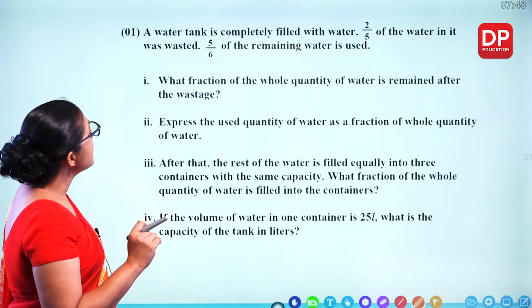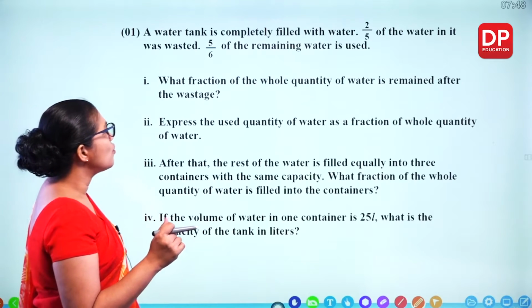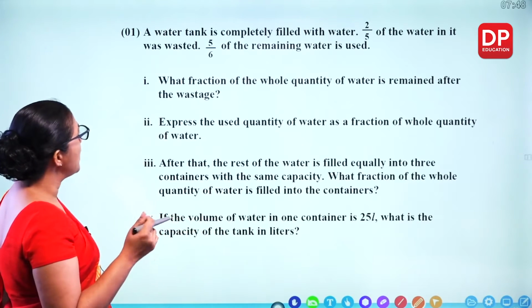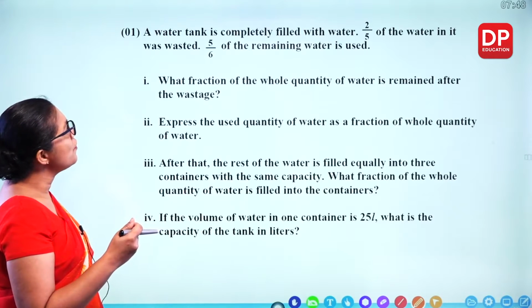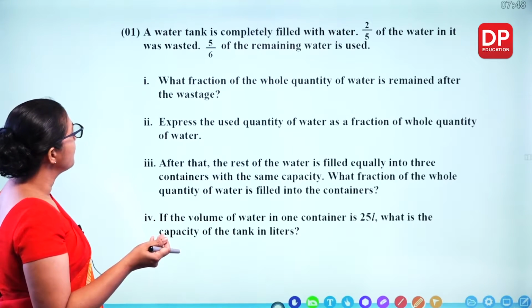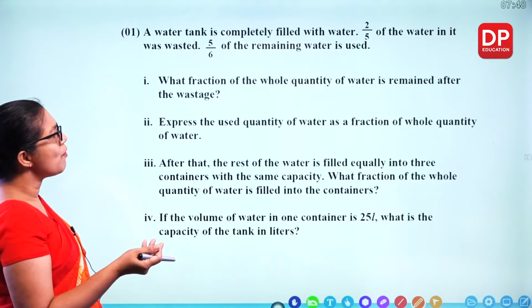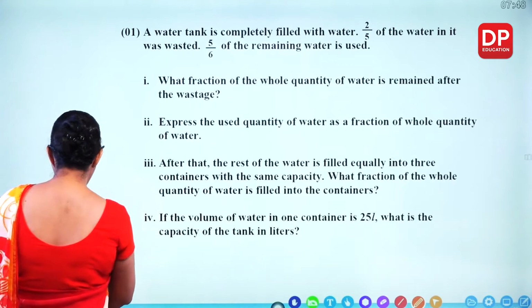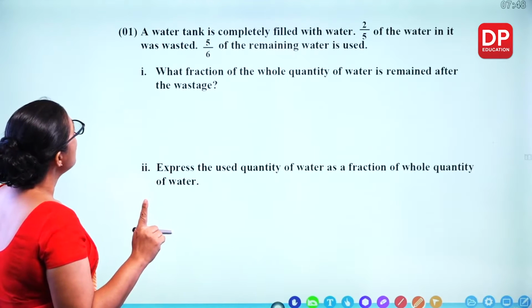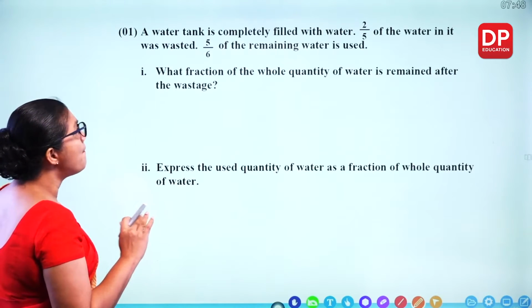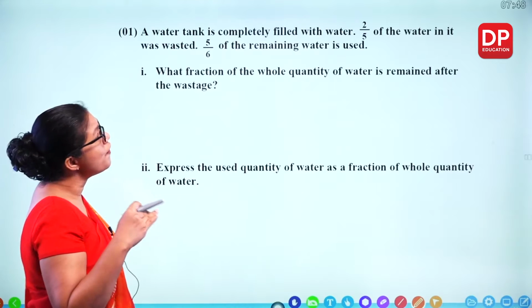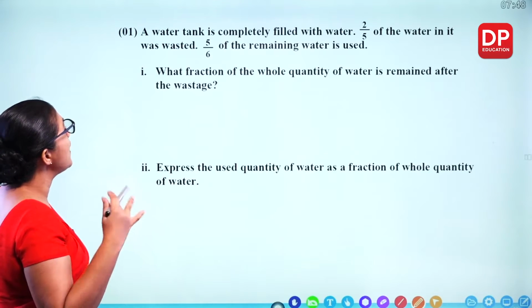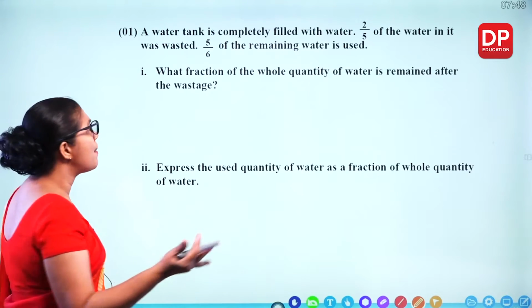A water tank is completely filled with water. 2/5 of the water in it was wasted. 5/6 of the remaining water is used. What fraction of the whole quantity of water is remained after the wastage? We'll do step by step. A water tank is completely filled with water, and 2/5 of the water in it was wasted. So what's the remaining amount?